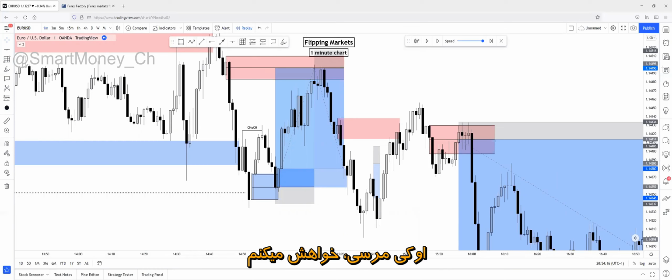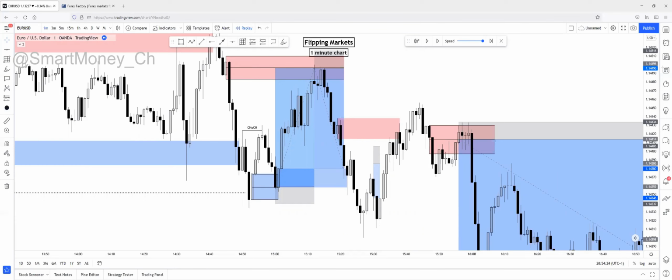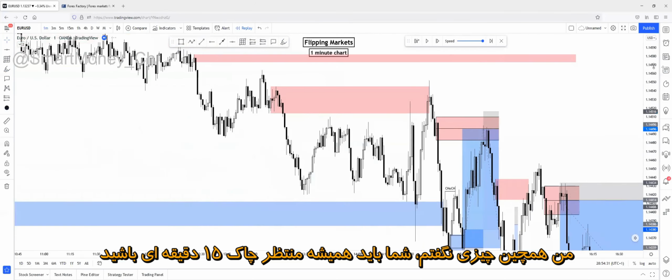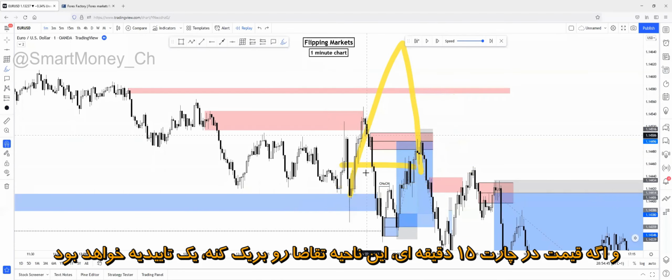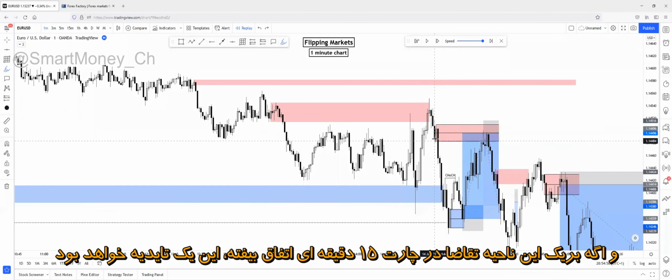You're welcome. So we don't have to wait for a 15-minute change of character and then a 1-minute change of character and enter a trade. I didn't say that. We have to wait for a 15-minute change of character if price creates a 15-minute change of character on this demand zone. We have to wait for a 15-minute change of character, and inside of that 15-minute demand zone, we have to wait for a 1-minute change of character also. And if price breaks below this demand zone on a 15-minute chart, that will be a confirmation. So a 15-minute break of this zone happened. That was a confirmation.